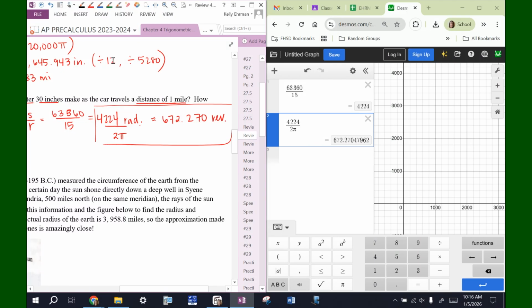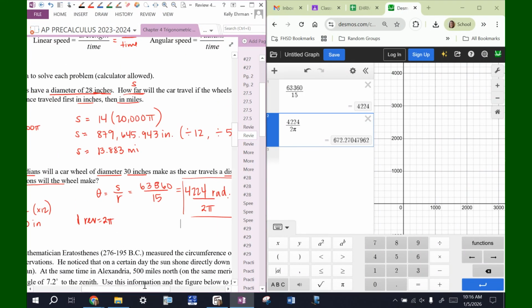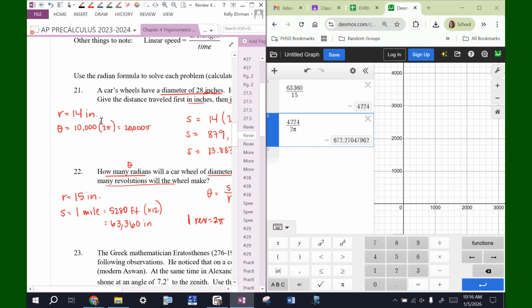And if you get confused, like I was turning myself in circles there, I looked back at the previous problem and said, all right, now what did I do? When I was given revolutions, I multiplied by 2 pi to get radians. So if I have radians, I would divide by 2 pi to get revolutions.